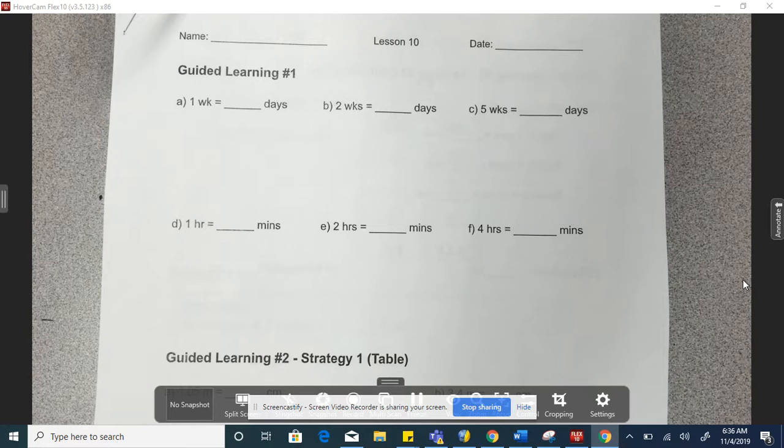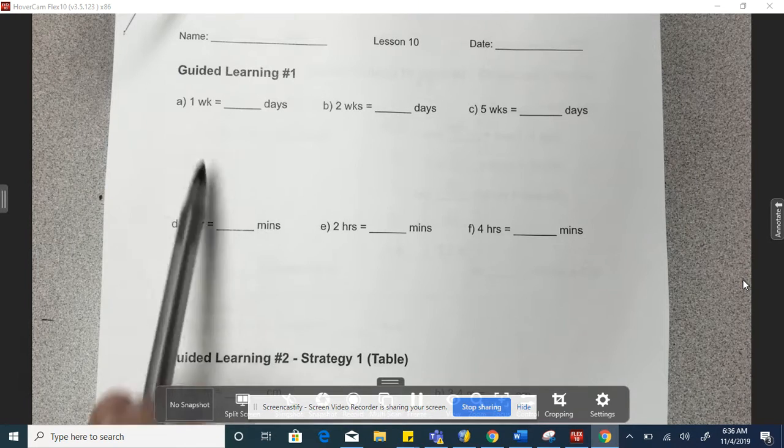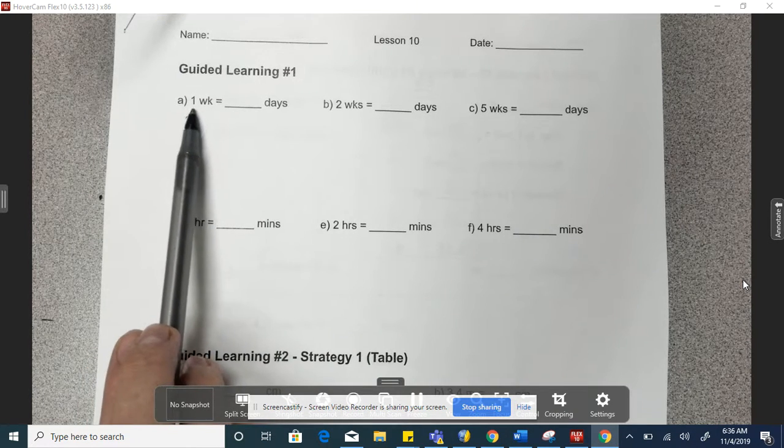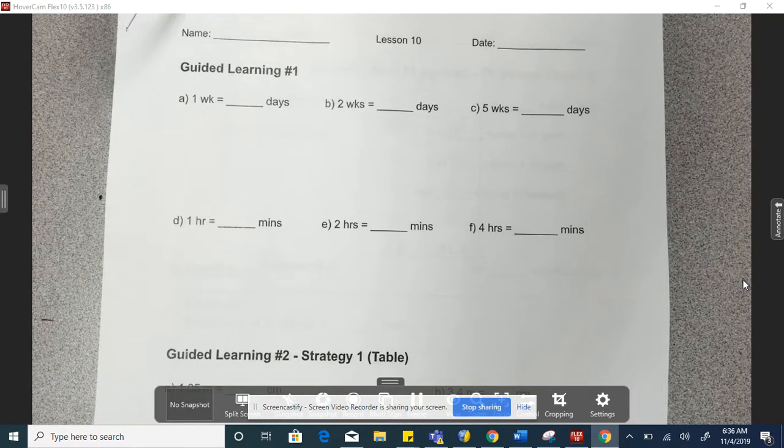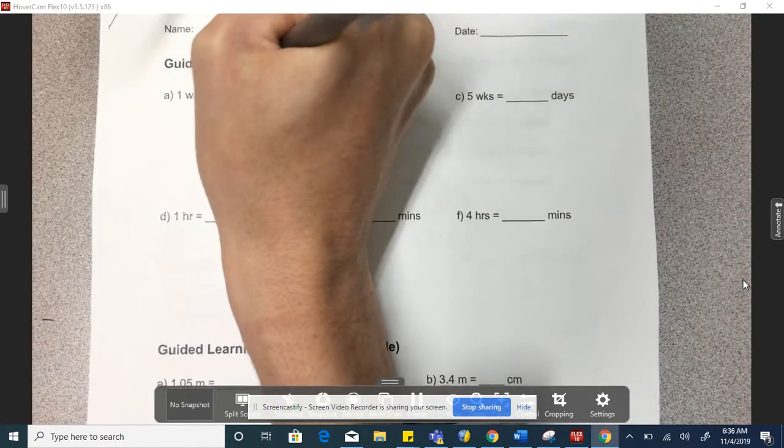Good morning. Today we're going to be using multiplication to convert measurements. Let's start with guided learning number 1. We're starting with 1 week and converting to days. So I know that in 1 week there are 7 days.